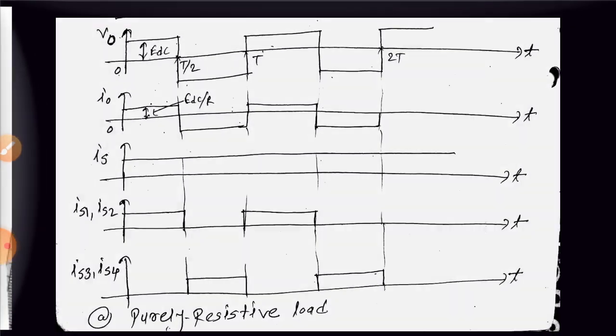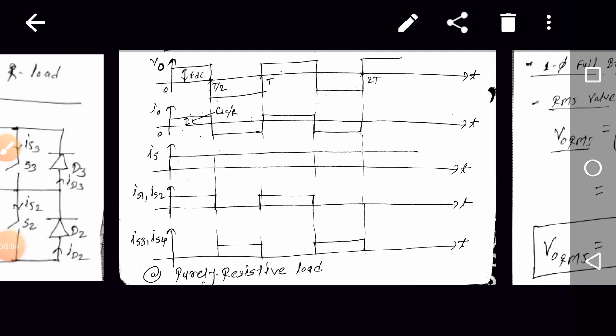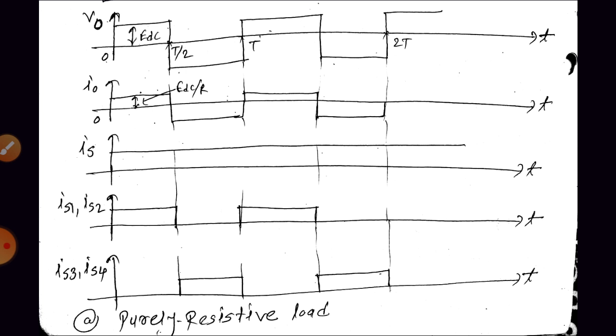Next, what is the V0 RMS? Can we write the expression for V0 RMS? So before that, whether there is any functioning of the diode for purely resistive load? No, right? Because when load is resistive, from 0 to T by 2, S1 S2 are in the on state, so diodes are in the off state. When T by 2 to T, S3 S4 are in the on state, at that time also again diodes will be in the off state. So that's why there will not be any operation of the diode.